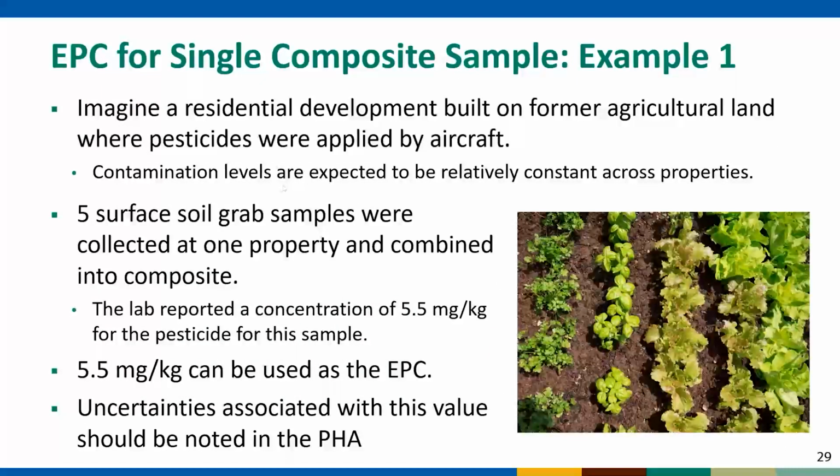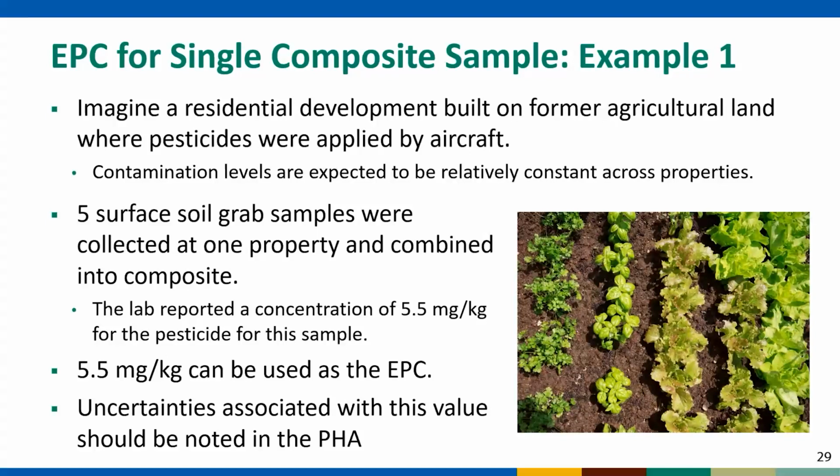To illustrate EPC estimation with a single composite sample, let's imagine a residential development built on former agricultural land where pesticides were applied by an aircraft. You are asked to estimate the EPC of a specific pesticide. For the purposes of this example, let's assume that each property is an exposure unit. Because of the methods of the pesticide application, let's also assume that the contamination levels are homogeneous across the properties.